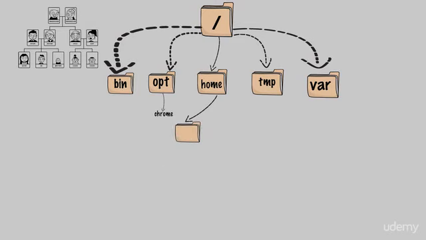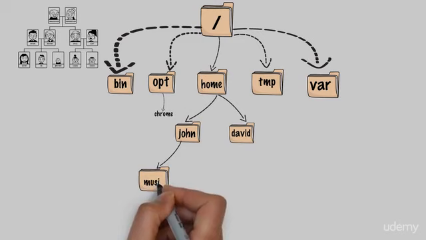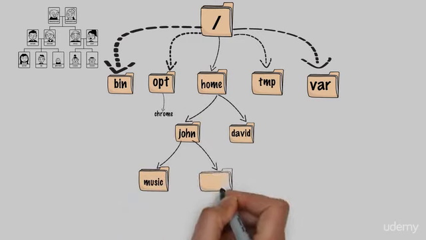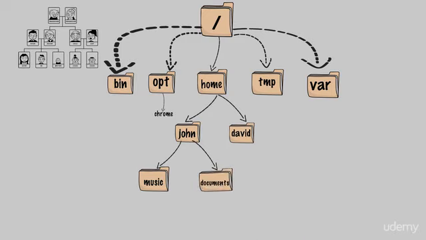Linux is a multi-user environment, which means that many users can access the system simultaneously. Each user is given a directory under the home directory. In this example, we have two users, John and David. A user can store anything in his home directory, and so John can store his music files under his home directory. He can also have a file phone.txt where he keeps track of his friends' phone numbers. We will refer to this file later on.